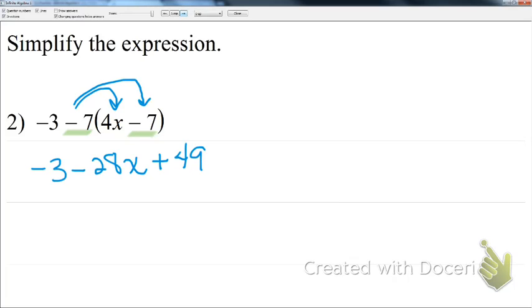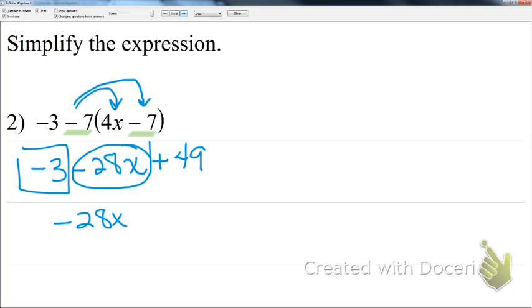Our next step is to combine like terms, so look for your variable terms. We have a negative 28x, so you write down that first. There's no other terms to combine it with. Then locate your constants and combine them.